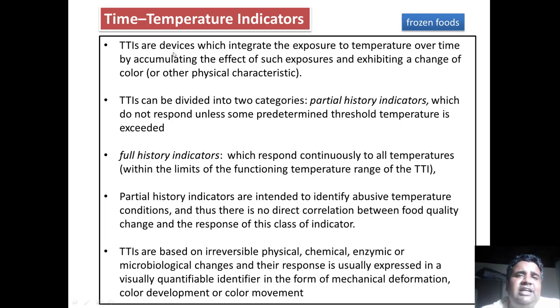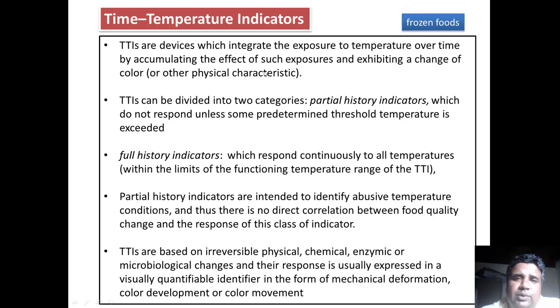These time temperature indicators are devices which integrate the exposure to temperature over time by accumulating the effect of such exposures and exhibiting a change of color. What they do, simply, is integrate the exposure to temperatures. It means, like, we have started the storage on Monday and on Friday we wish to check. So it will integrate what the temperature was from Monday to Friday over the time.